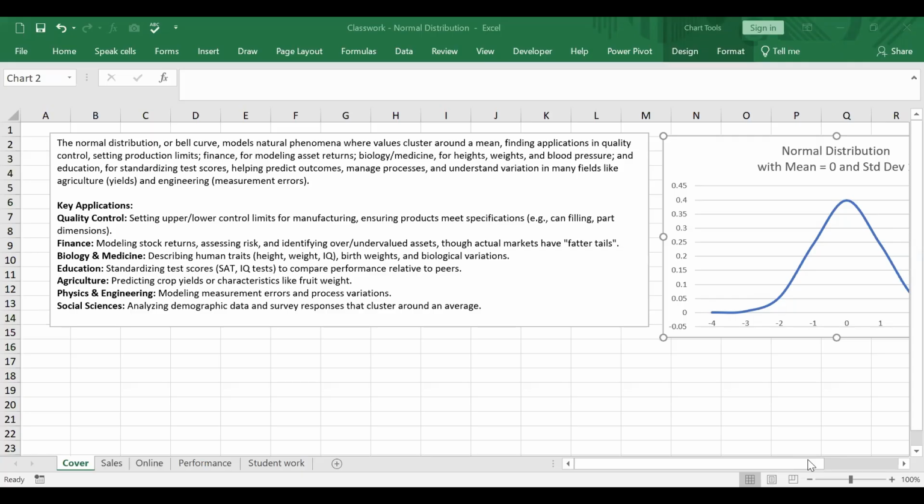Normal distributions. You can pause the video and read what is written here about normal distribution. And on the right side, you also have a special normal distribution. It is called standard normal distribution because here the mean is equal to 0 and standard deviation equal to 1. So we'll solve problems using normal distribution.